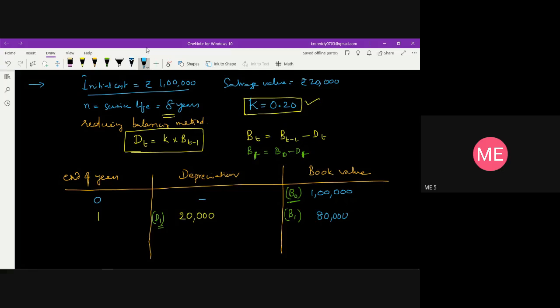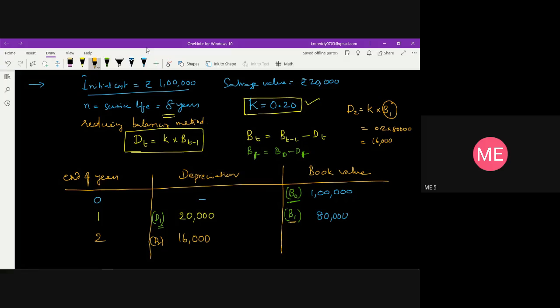Now for the second year, if I want to calculate at the end of the second year, D2 is K into B1. What is the B1 value here? B1 is 80,000. I'm doing a sample calculation here, and K is 0.2. So 0.2 into 80,000 gives 16,000, which will be taken as the value of D2.